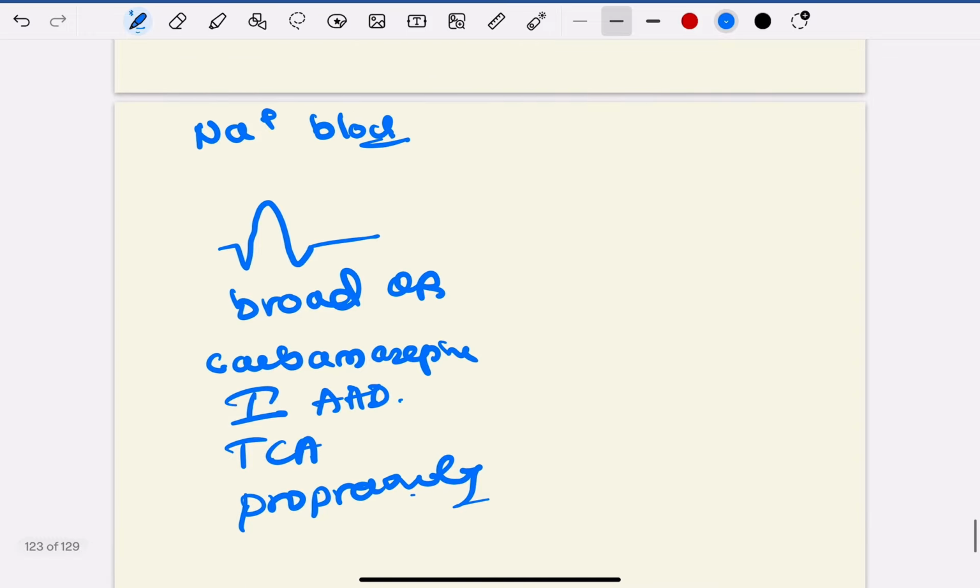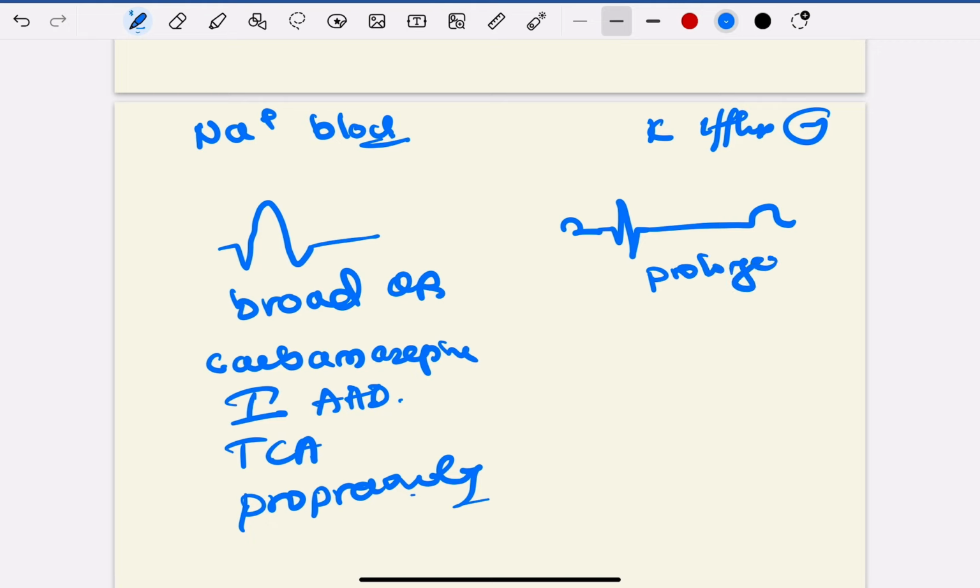Next, if potassium efflux is blocked, what features do you get? You get prolonged QT. So what are the drugs? Your antipsychotics, TCAs, and class 1 and class 3 anti-arrhythmic drugs.